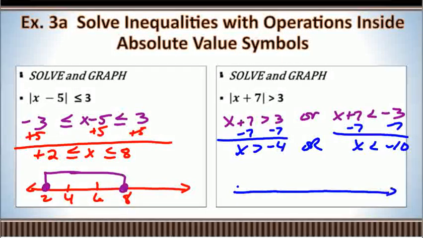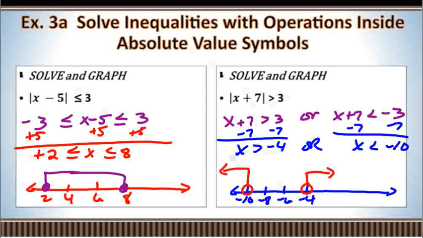So to graph it, negative 10, negative 8, negative 6, negative 4. Open circle on -10, open circle on -4. It's greater than -4, so it goes to the right. It's less than -10, so it goes to the left.